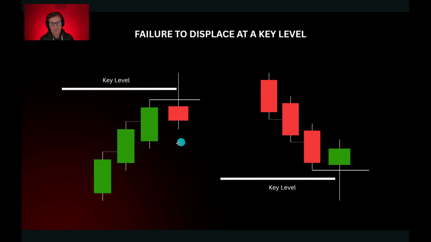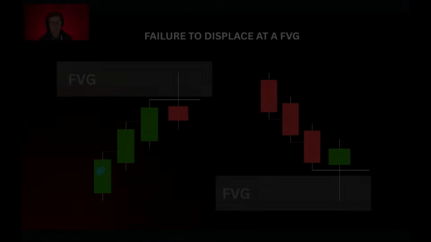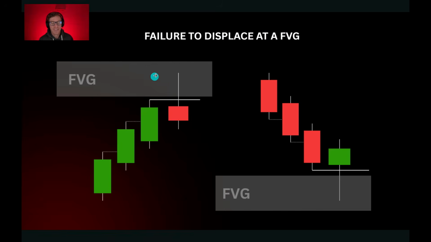Here's an example. You can see price is coming up to a key level. Then we get the failure to displace pattern happening. You can see price dropping down to a key level, and then we get a failure to displace happening at a key level. This is step 1 of the entry criteria that you look for. Price is coming up to a fair value gap, and then you see our failure to displace pattern forming, or price is dropping down into our fair value gap, and it's forming a failure to displace candle pattern.